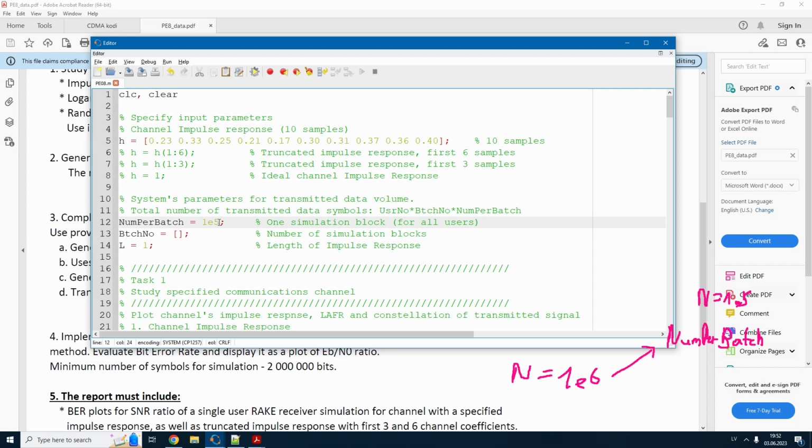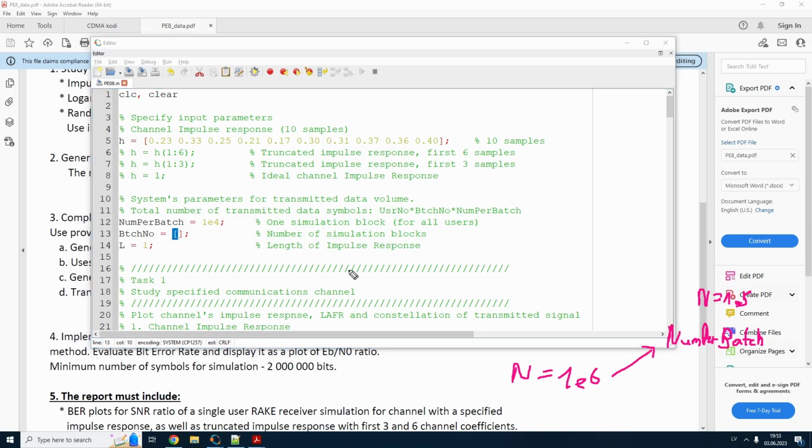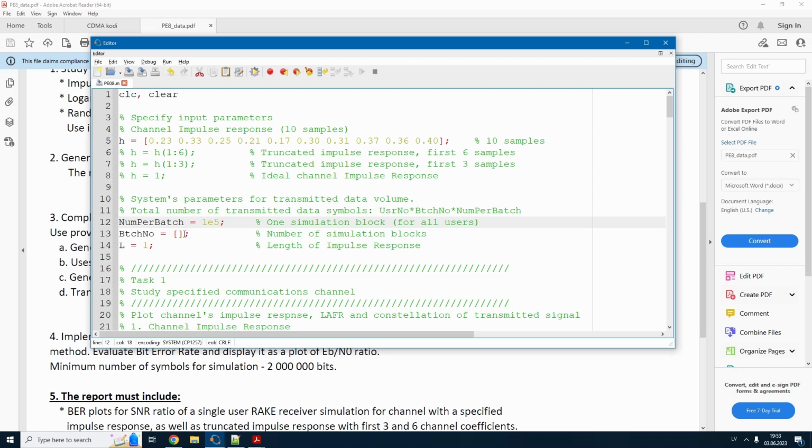If you still experience problems, you may put this to 4, then you will need to accordingly increase the number of batches. So batch number is going to tell how many times we should repeat generating this batch. In our case, if we want to have a million, then batch number should be 10. So we need to run 10 batches, 100,000 per each.